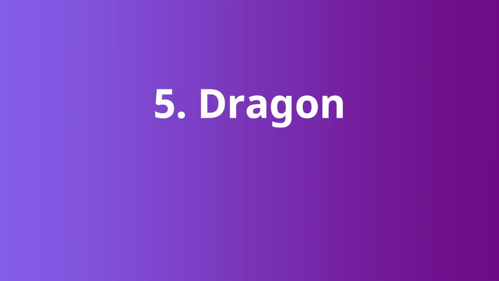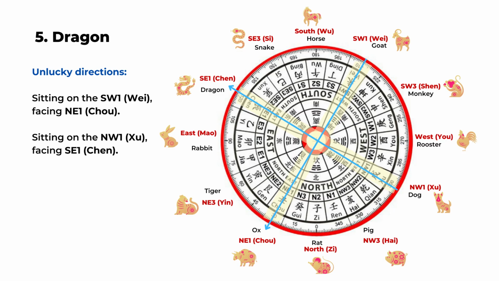The number 5 dragon belongs to the southeast 1. So one of the unlucky directions is facing the southeast 1, and the sitting direction is northwest 1. The second unlucky direction is when the house is sitting on the southwest 1 and facing northeast 1.